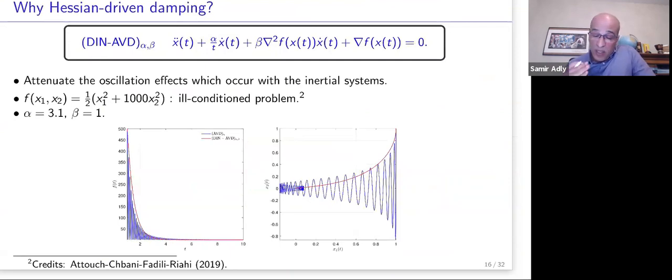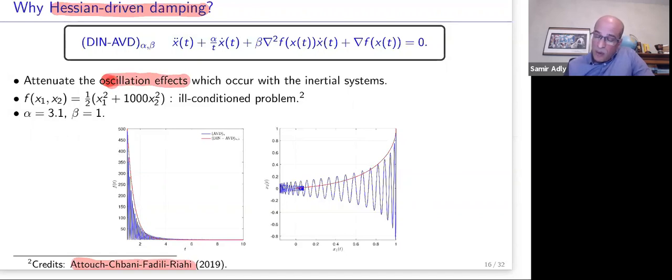And what I want to emphasize here is why the Hessian-driven damping is interesting. It attenuates the oscillation effect, because it is well known that if you don't have this term, this is the heavy ball, we will have oscillation, as we see from this simple example taken from a paper by Attouch, Chbani, Fadili, Riahi.